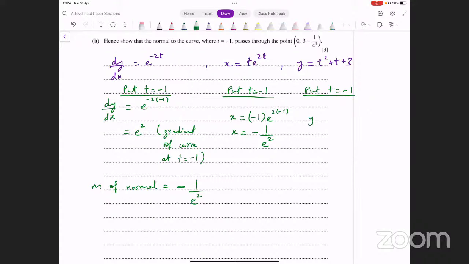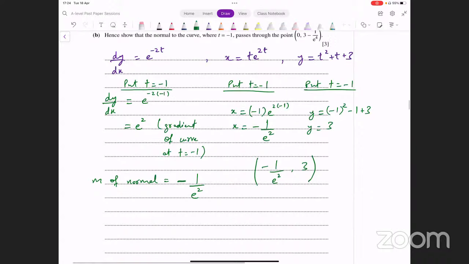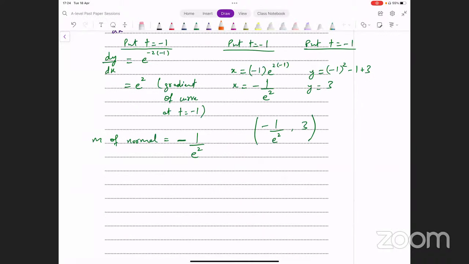What about y? Y equals -1 squared -1 plus 3. And that is going to give us 1 minus 1 plus 3. So y equals 3. The point that we have now is minus 1 over e square, and 3, this is one point that lies on the line. So what we can say is this is m. We already know that this is x1 and y1. Let's write down the equation of the normal.